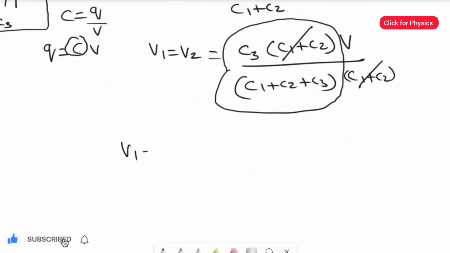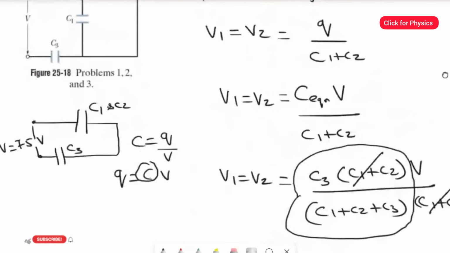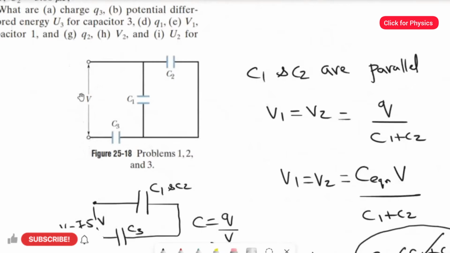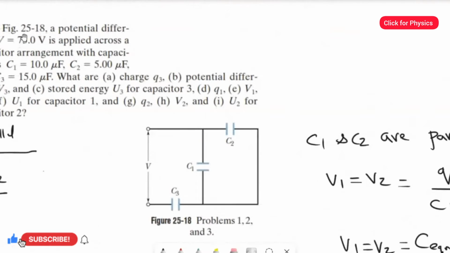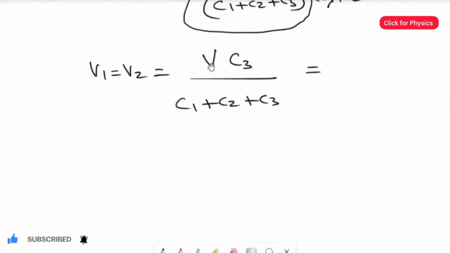V1 is equal to V2, which is equal to V multiplied by C3 divided by C1 plus C2 plus C3. And now we have all the values. So let's substitute the values one by one. How much potential are we going to apply across these capacitors? We applied 75 volt, right? You can see across all these capacitors we applied 75 volt. So in place of V, I have to substitute 75.